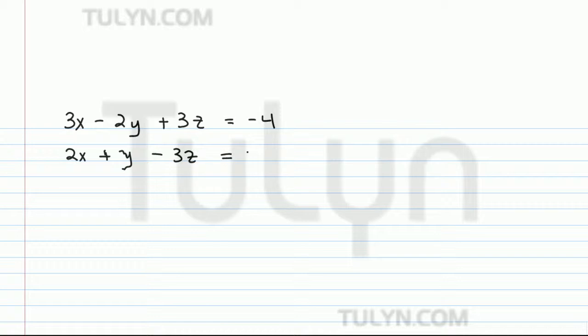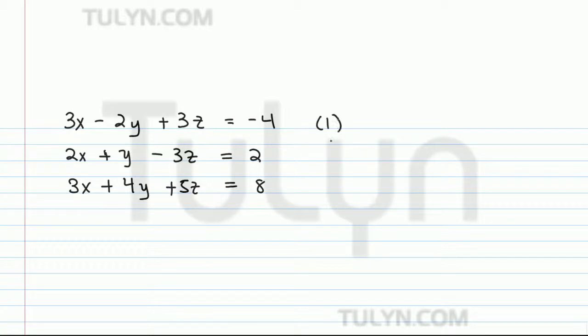So say we're given a linear system of three equations and three variables like so. We've got 3x minus 2y plus 3z is equal to negative 4 as the first equation. 2x plus y minus 3z is equal to 2 as the second equation. And then the last equation is 3x plus 4y plus 5z is equal to 8.